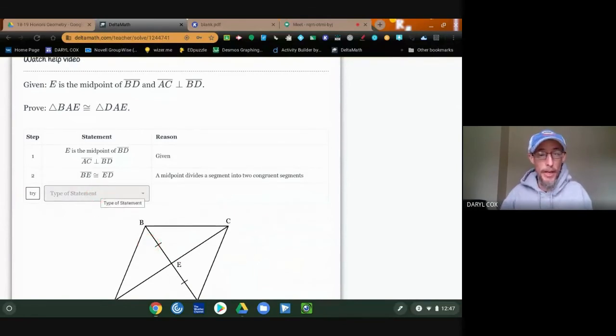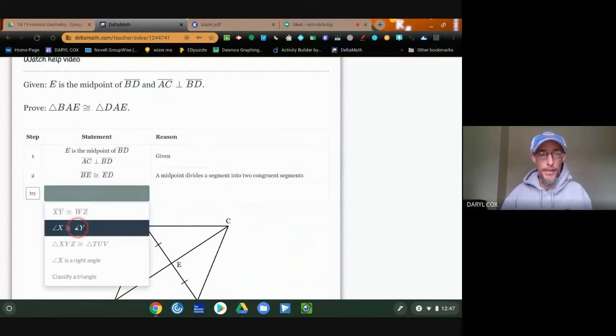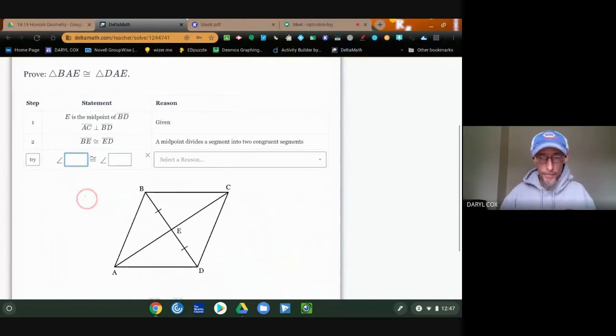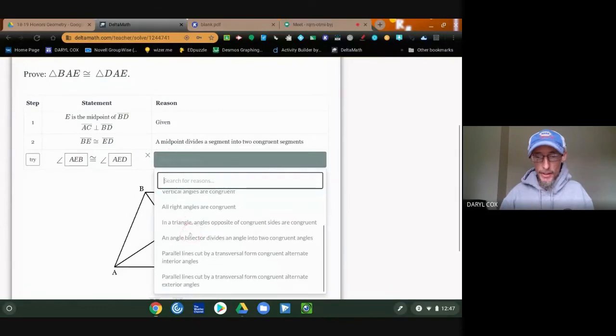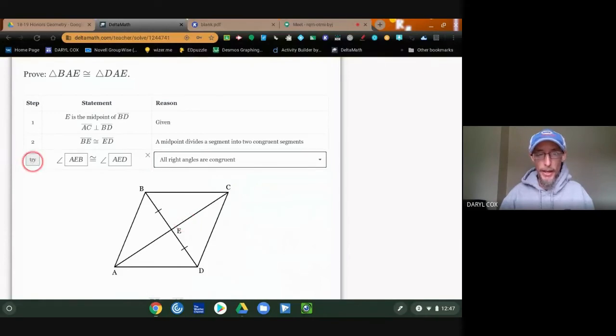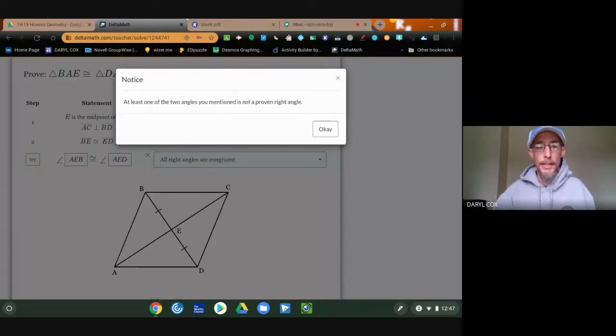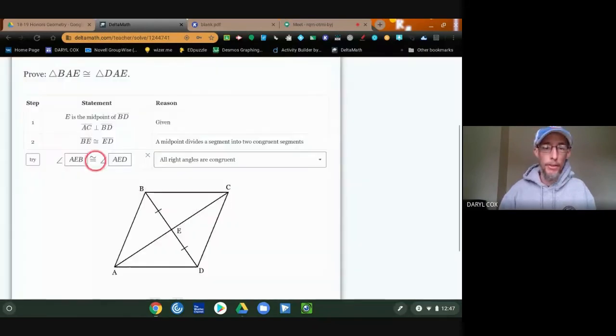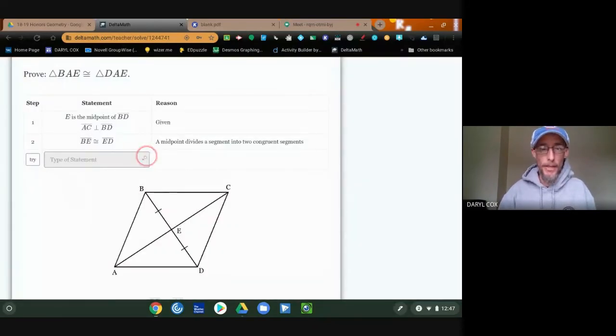Perpendicular. Okay, so type of statement. Let's make a mistake. I know therefore that angle AEB is congruent to AED because all right angles are congruent. I'm going to try that. It gives me a mistake: you haven't proven it's a right angle. So if you make a mistake, it's going to tell you, hey, go back and take a look at this. So let's go back and cancel this information out.